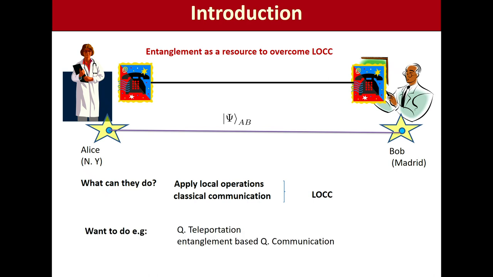Now, what they want to do is some fancy things, like, for instance, quantum teleportation or entanglement-based cryptography and things like that. And for these, of course, they need to use entanglement. Okay, so you cannot do that by just applying LOCC. So by just local operations assisted with classical communication, you cannot do that, so you need entanglement for that. So entanglement is a resource to overcome the restriction that we have due to LOCC.